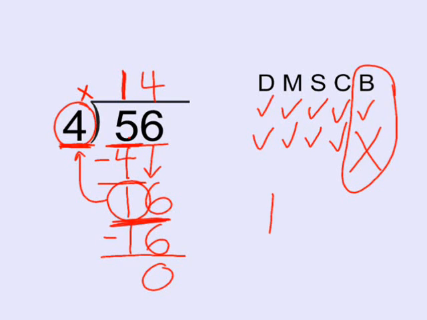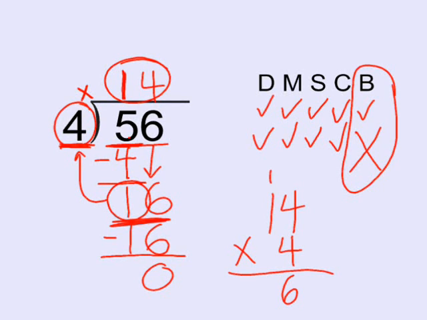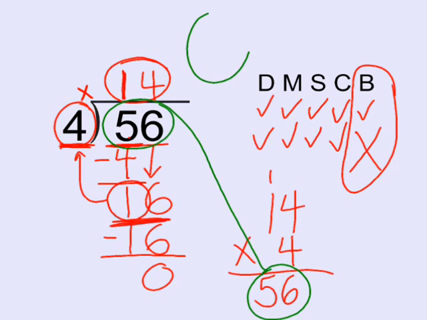So when I'm checking my work, I find the answer by multiplying my quotient with my divisor. So 14 times 4. 4 times 4 is 16. 4 times 1 is 4, plus 1 more is 5. If my answer is the same, I know I've gotten the problem correct. Now I can move on.